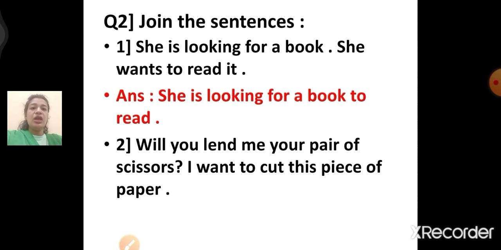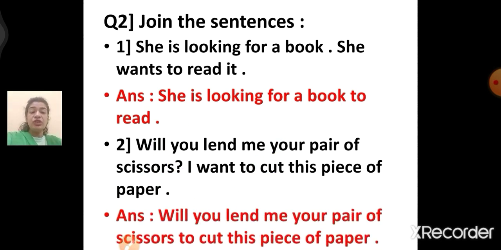Now see the other one. Will you lend me your pair of scissors? I want to cut this piece of paper. Now see the first sentence. It is the same. But the other one, we are going to join it. So, we are not going to use I want. What I am going to use is, I am going to start it with to cut this piece of paper. So, will you lend me a pair of scissors to cut this piece of paper?